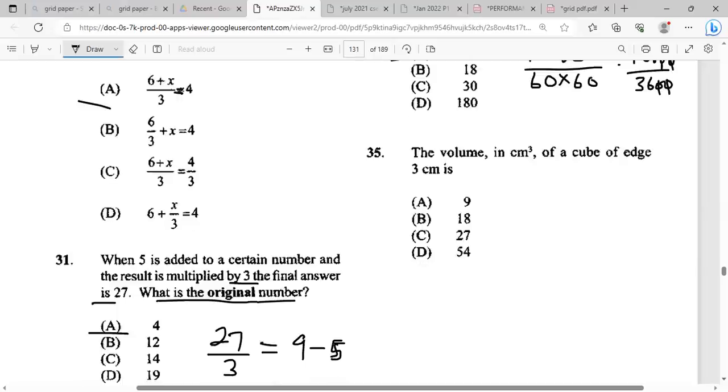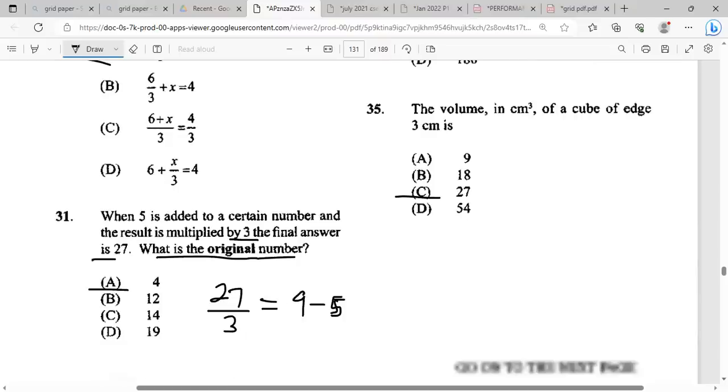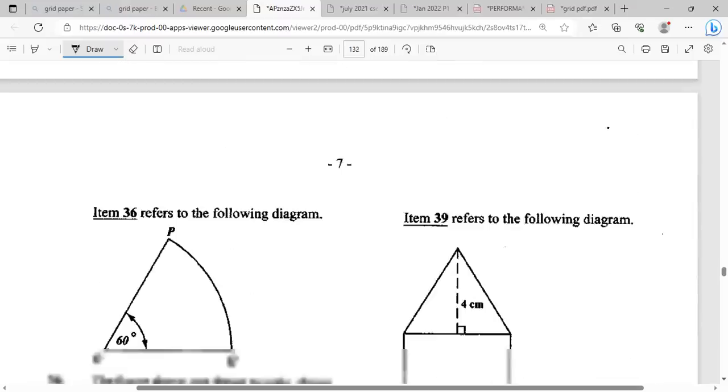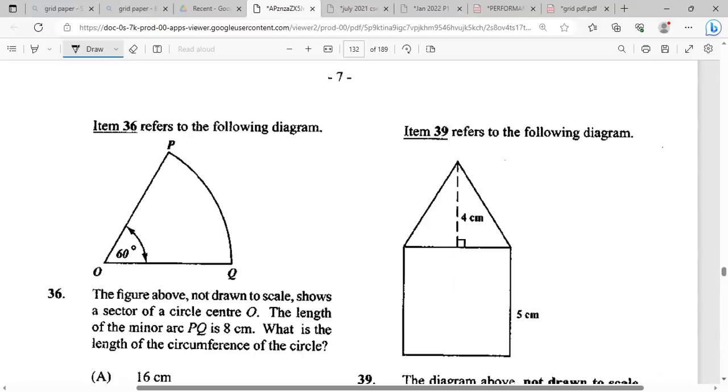All right, the volume in cm cubed of a cube with side 3 centimeters. So you find the volume, which is 3 times 3 times 3. Everybody must know volume: multiply the base area times the height. But all of it is 3, so it's 3 times 3 times 3. I'm so tired, guys.